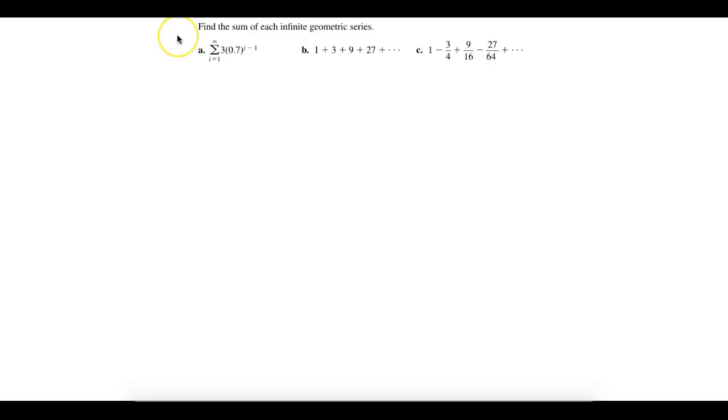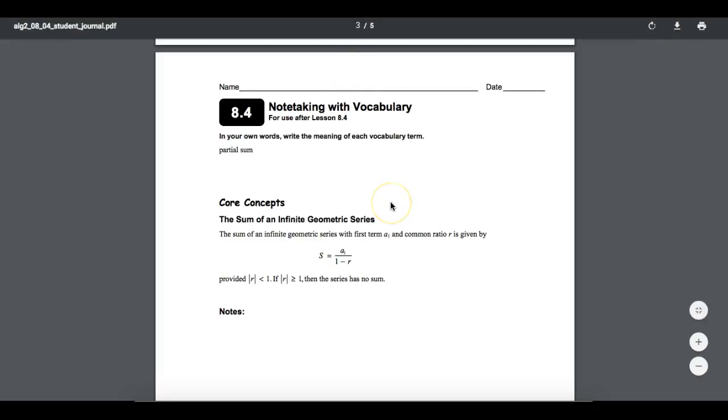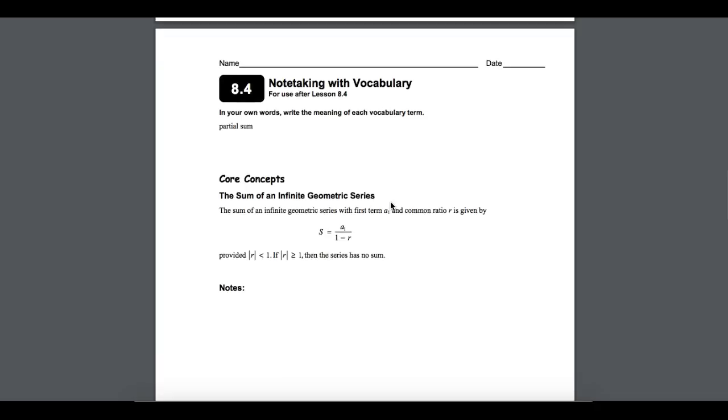We've got three examples. So the first one, you see that we have our summation notation, and our lower limit is 1, and our upper limit is infinity. So this is a geometric infinite series. Now, before we try to do that, let's figure out when we can take the sum and when we can't. So let's go look. I'm looking at the journal in section 8.4.